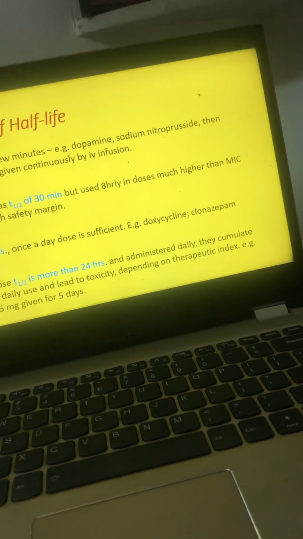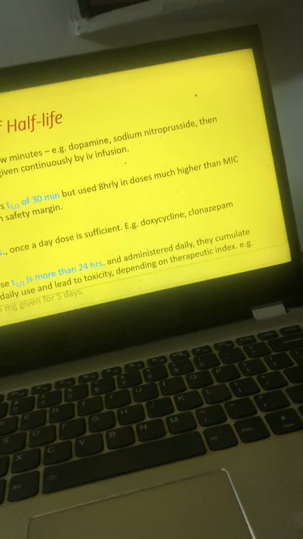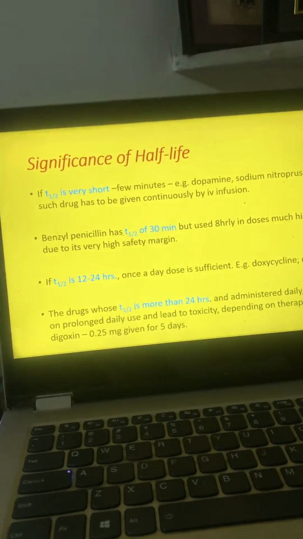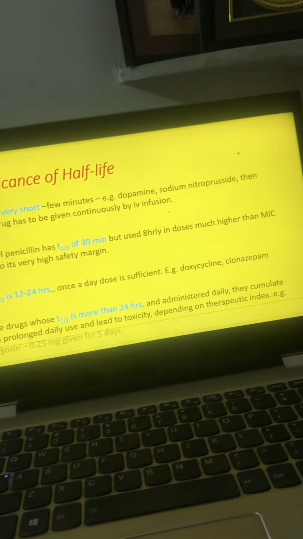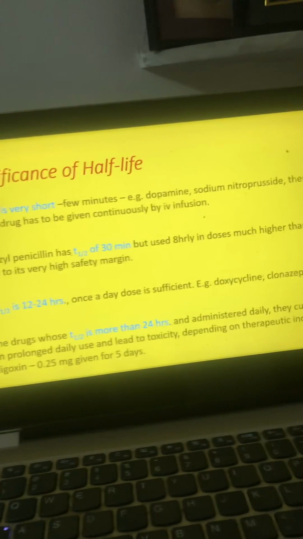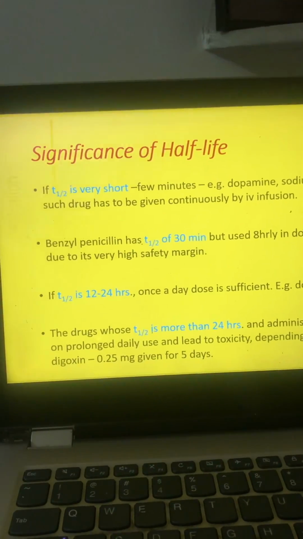If the half-life is 12 to 24 hours, a once a day dose is sufficient, for example doxycycline and clonazepam. And drugs whose half-life is more than 24 hours and which are administered daily accumulate on prolonged daily use and lead to toxicity depending on the therapeutic index. Digoxin is given, that is 0.25 milligram for 5 days.